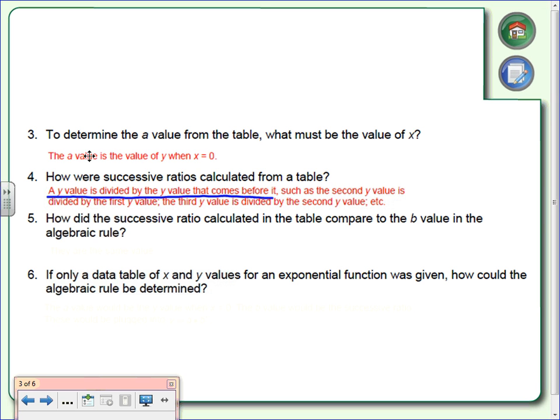The rest of that is just kind of giving you an example. A y value is divided by the y value that comes right before. Okay, number 5. How did the successive ratio calculated in the table compare to the b value in the algebraic rule? What did we notice?